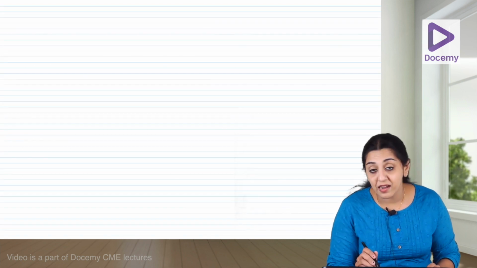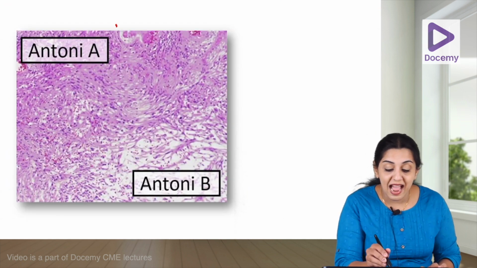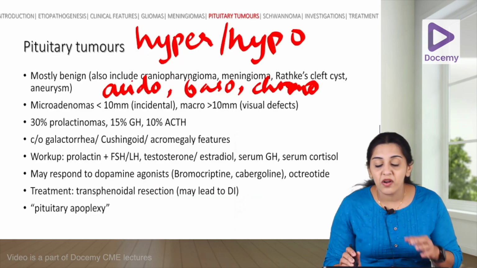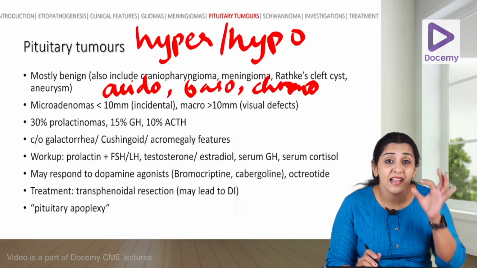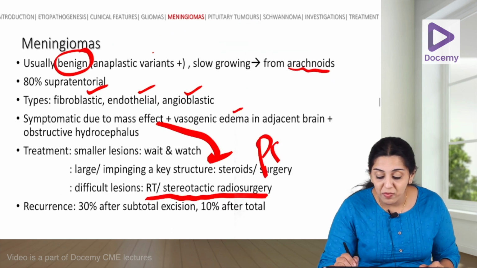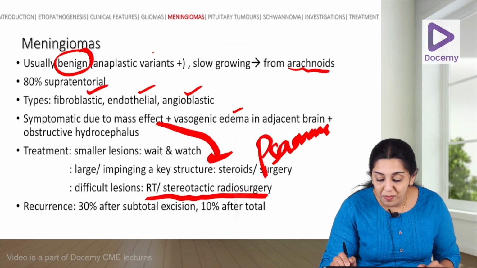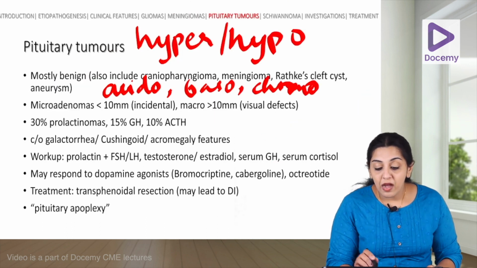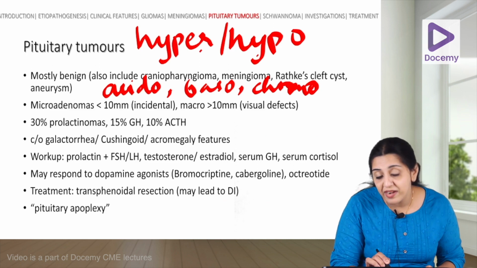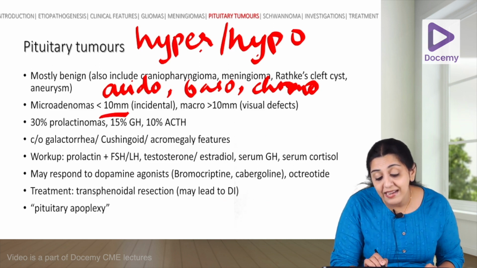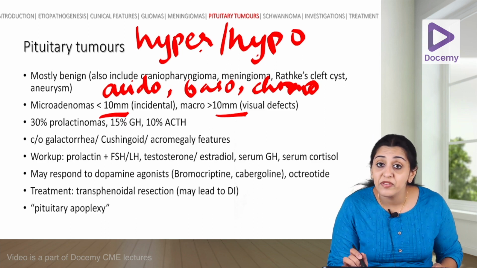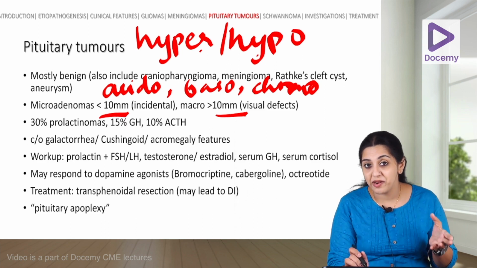Other than that, another keyword to remember is Antoni A cells and Antoni B cells. These are typical of schwannoma. Again, one keyword about meningioma is psammoma bodies. Other than hyposecreting and hypersecreting tumors, you also have microadenomas as a classification, less than 10 mm, which are seen incidentally, or more than 10 mm, causing visual defects like bitemporal hemianopia.